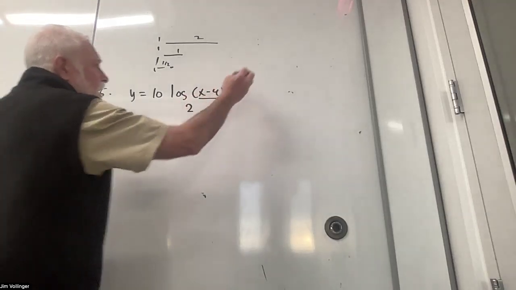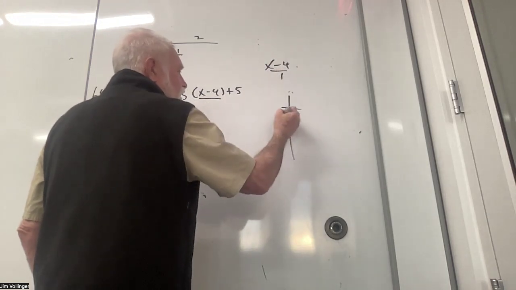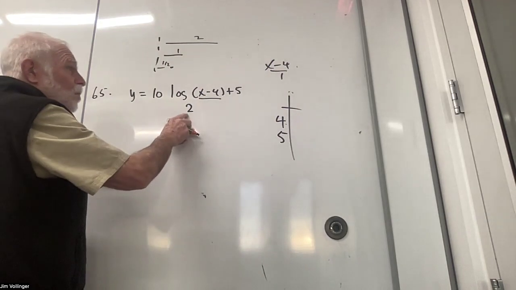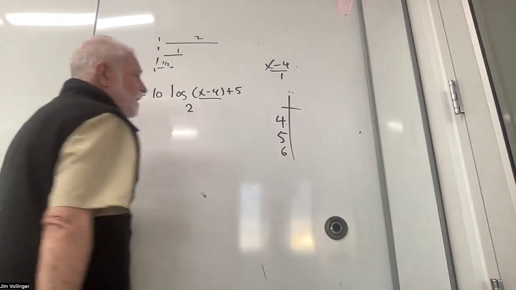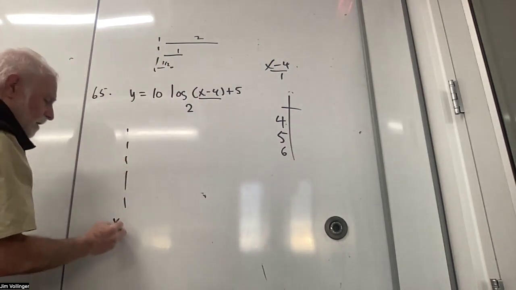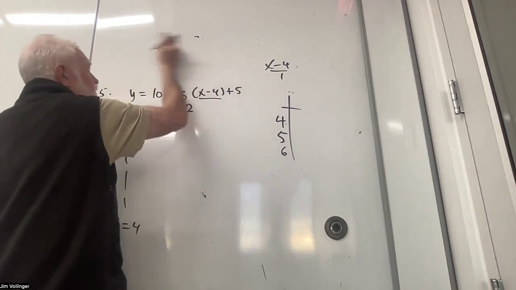So what am I seeing? I'm seeing x minus 4 over 1. What numbers am I going to pick to start? 4 and 5. And then I want to jump a 2. I think I'm going right to 6. All right, so x equals 4 is the asymptote.